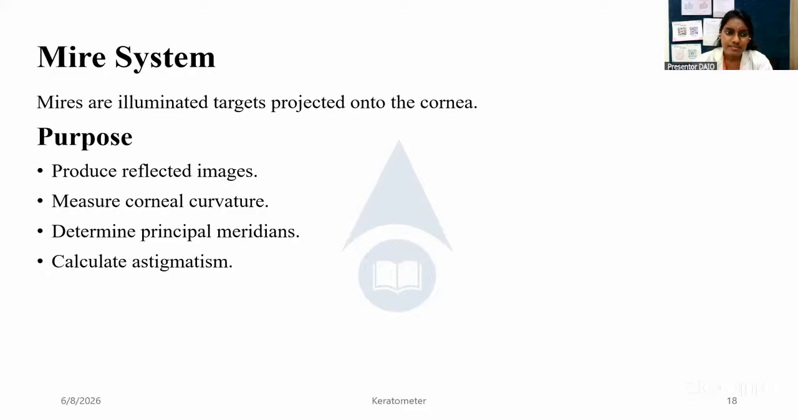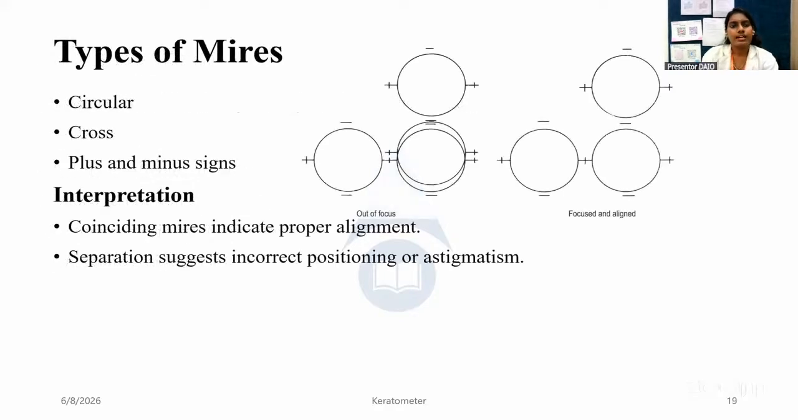Mires system. Mires are illuminated targets projected onto the cornea. Purpose: it produces two reflected images, measures the central 2 to 3 mm of the corneal curvature, determines the principal meridian, and calculates the astigmatism. Types of Mires: circular, cross, plus and minus signs.